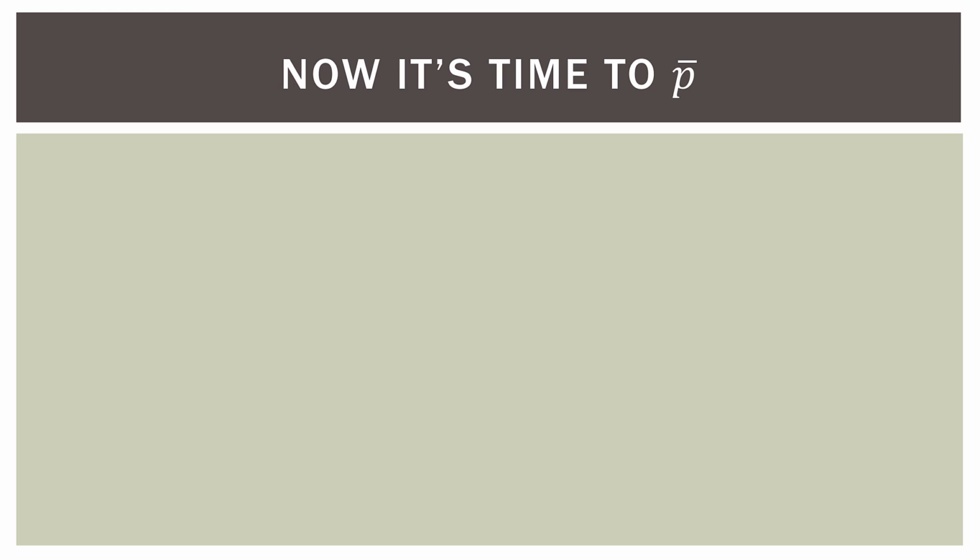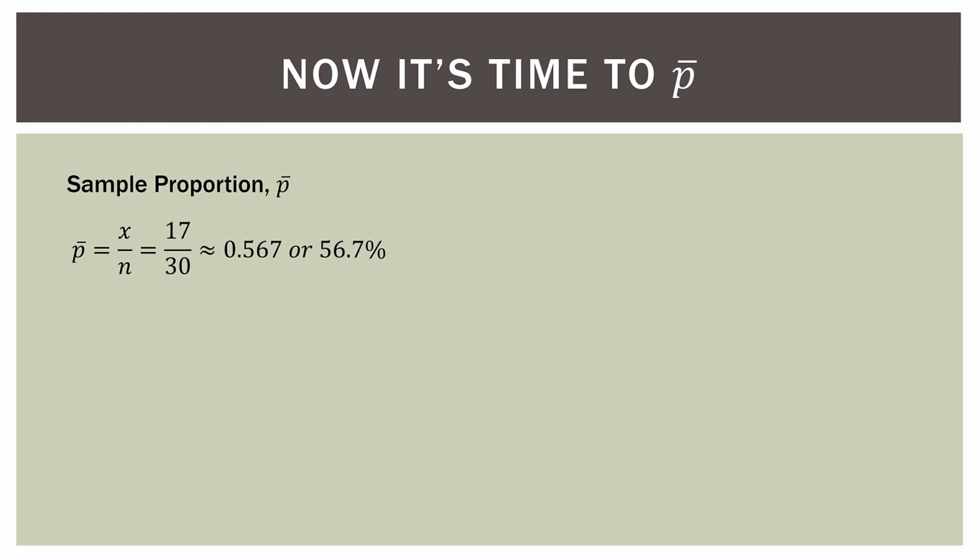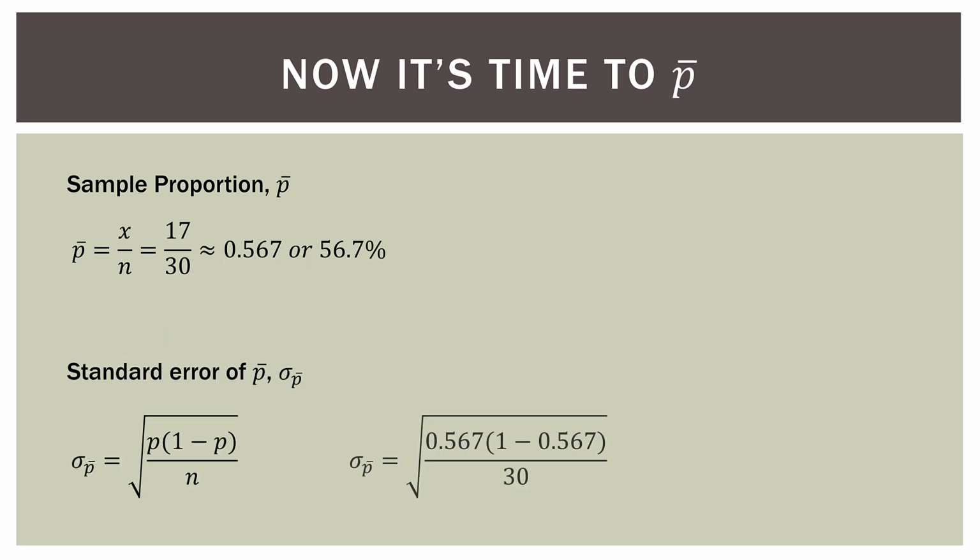So now it's time to find P bar. Here's our sample proportion. Remember that was 17 divided by 30, or 0.567. Now we can calculate the standard error using our formula. We substitute everything in. For P, we have 0.567, and then 1 minus that. We multiply those together, divide by n, which is 30, and then take the square root of all that, and we have 0.0905. So the standard error of P bar, our sample proportion, is 0.0905.